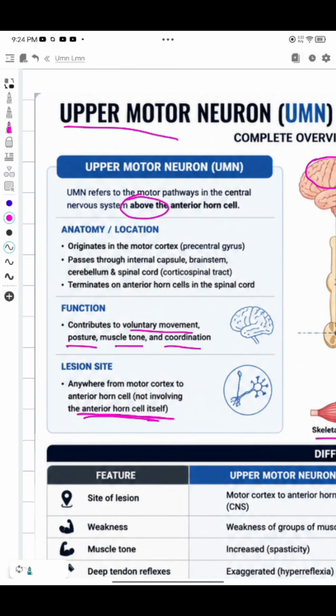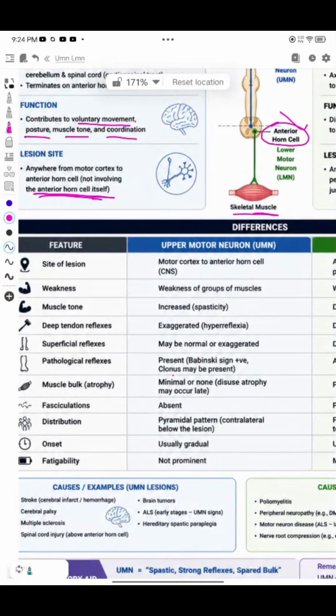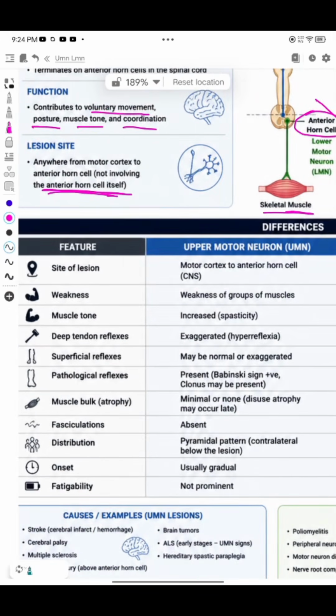muscle tone, and coordination. So the lesion of upper motor neuron can involve anywhere between the motor cortex to the anterior horn cells, and the weakness of the group of muscle will be there, increased spasticity, exaggerated reflexes. There would be positive Babinski sign, and absent fasciculation. Distribution will be of pyramidal pattern, and the onset will be gradual.